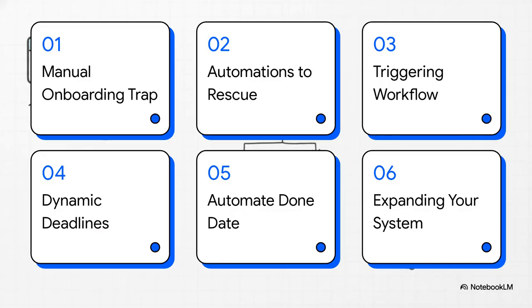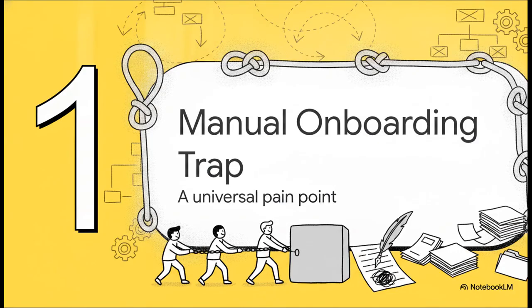Here's the roadmap for this explainer. We'll hit number 1, the manual onboarding trap. Then 2, automations to the rescue. Moving right along to 3, triggering the workflow. 4, tasks and dynamic deadlines. 5, automating the done date. And finally, 6, expanding your system. We're going to start with the basics, build out a real-world case study, and wrap up with some seriously cool advanced tricks. All right, part 1, the manual onboarding trap.